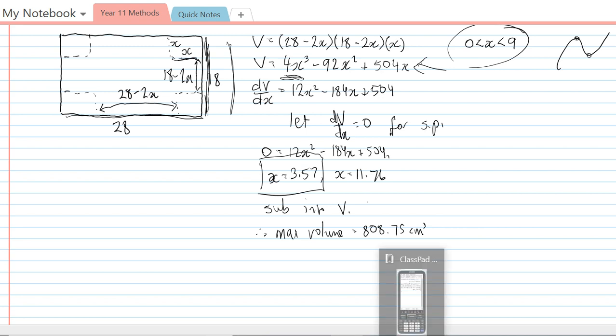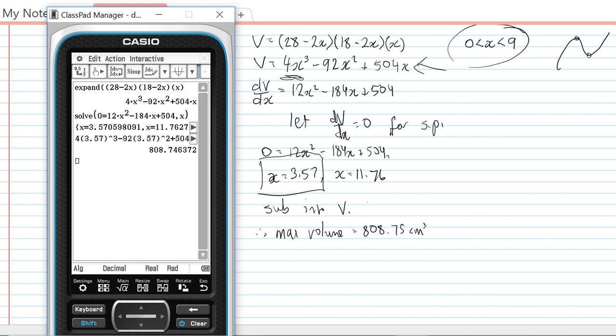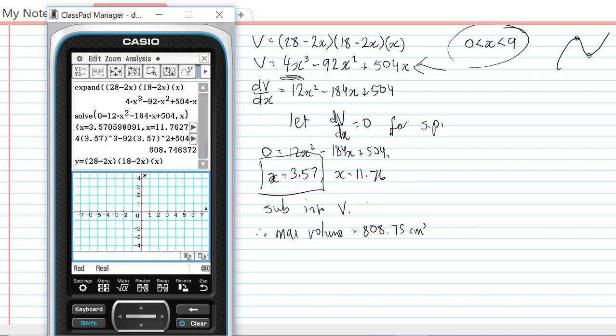Now, there is another way that we can see the answer to this, and that is by graphing the equation. So I've already written the equation just here. I'm just going to highlight that and drag it down here. I'll put a y in front of it. Oops. And I will graph it. Okay, so it doesn't look like much at the moment, but you can see that the maximum volume was 808.